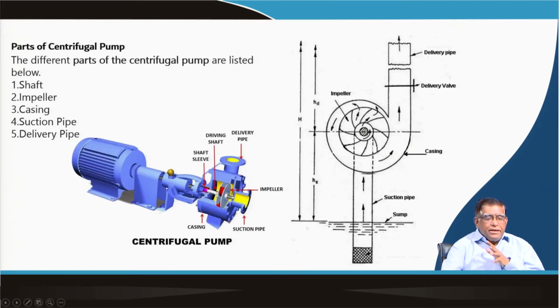In a centrifugal pump, these are the components. As you can see, there is a drive motor and a shaft. This shaft is supported on a bearing, and there is a shaft sleeve through which it comes over to the driving shaft for the impeller. There is a delivery pipe over here, and this is the suction pipe, which is connected over here. This portion is called the eye of the impeller, and you can see the impeller and the casing, which is a volute casing.